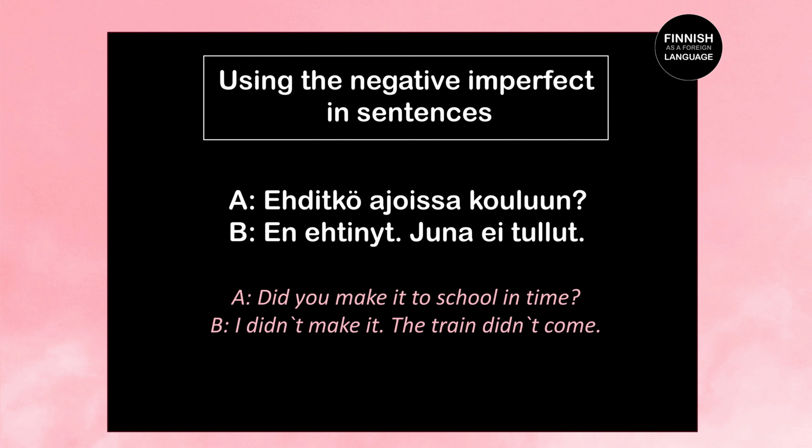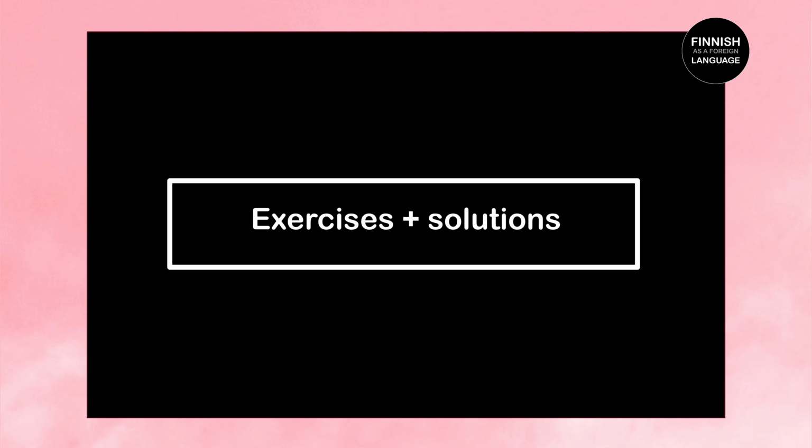Alright, so let's repeat. A is asking, ehtitkö ajoissa kouluun? Did you make it to school in time? And B is answering, en ehtinyt. Juna ei tullut. I didn't make it. The train didn't come. Alright, now we move on to chapter 4, where we are going to solve some exercises together.